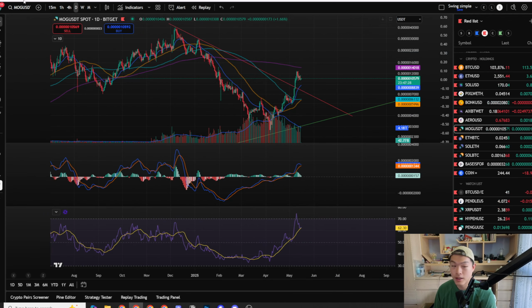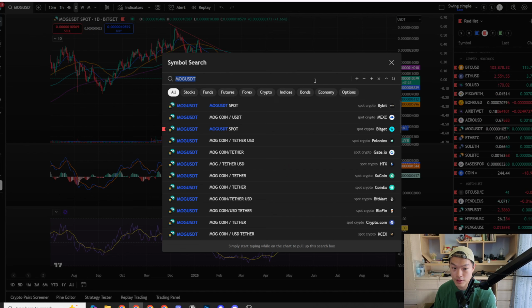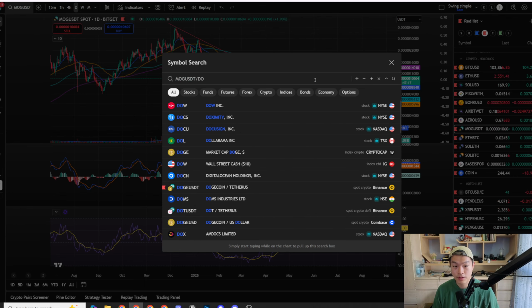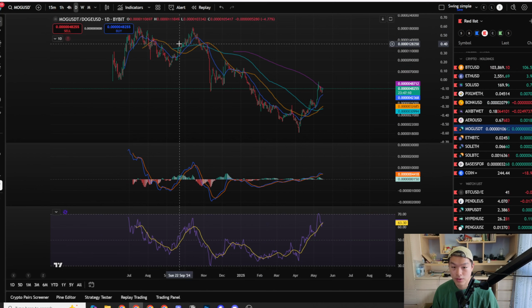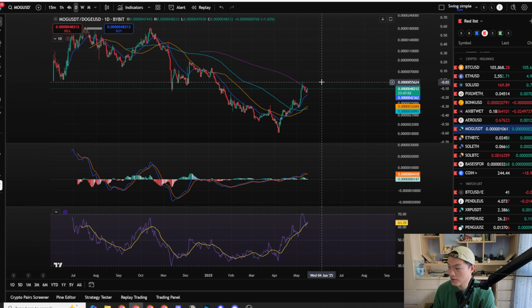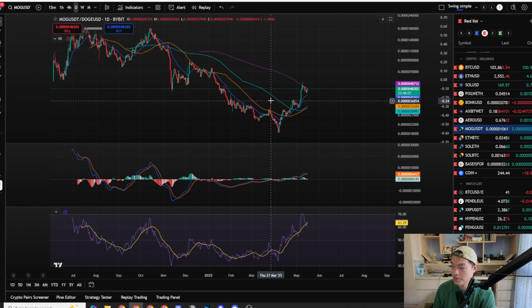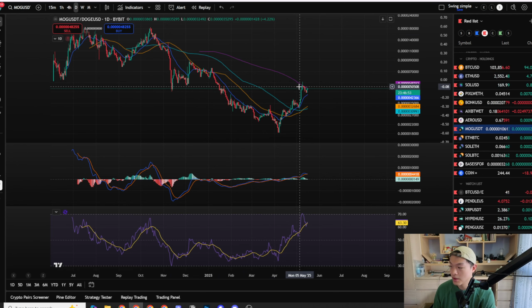You must do that. And what I also like to do is compare it against category leaders or tokens in a similar niche. For example, I could divide MOG by Dogecoin. You can see MOG has been underperforming Dogecoin since last October. But now you can see a clear reversal taking place. And that typically happens again when the market condition is better. Smaller caps tend to outperform larger caps.